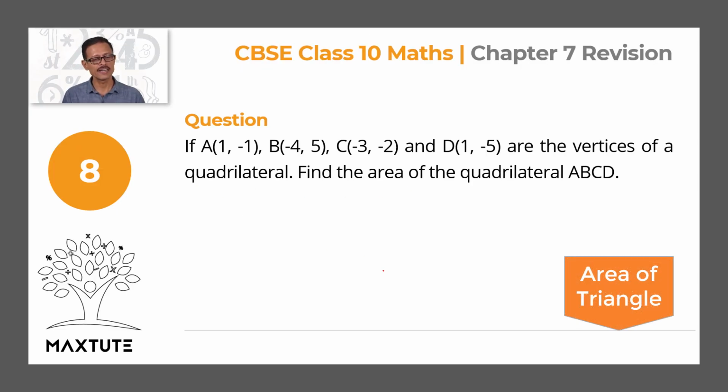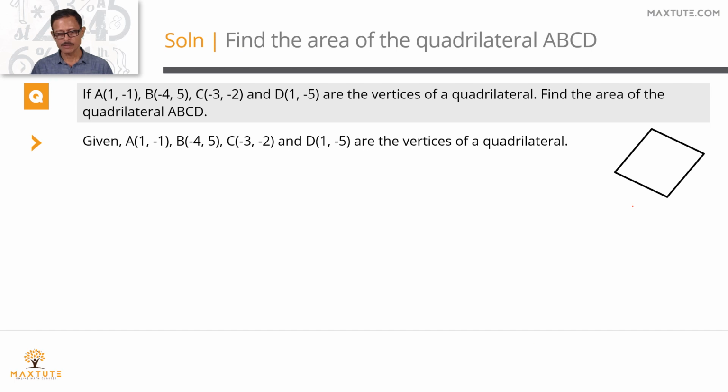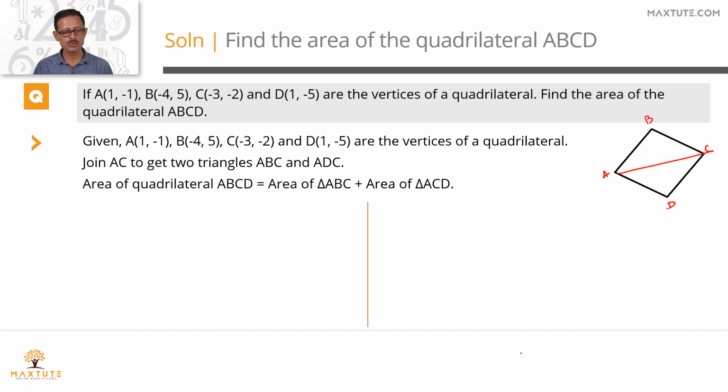ABCD are the vertices of a quadrilateral. We need to find the area of the quadrilateral. We know the formula only for the area of a triangle. Area of a quadrilateral is found out by basically dividing this quadrilateral into two triangles. So we'll find out the area of triangle ABC, we'll find out the area of triangle ADC, and then we'll add both those things to find out the area of this quadrilateral. ABC, x1, y1, x2, y2, x3, y3.